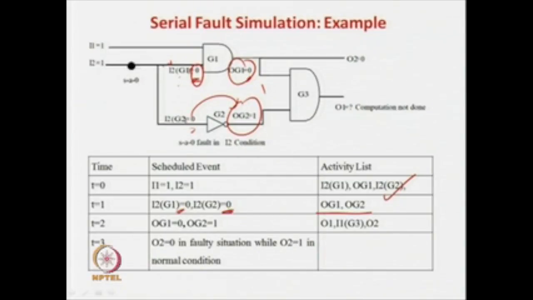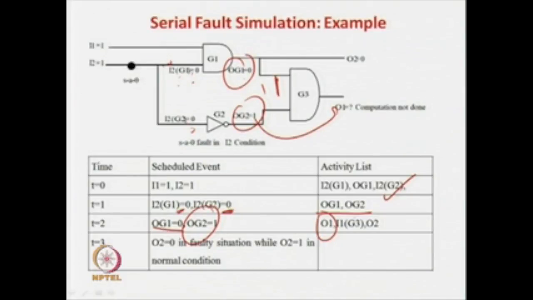Now, what happens? Now, what we do is, we have the values over here. So, we have OG1 equal to 0, this one we know, and O2G1 equal to 1, these things we know. Now, what is in the activity list? The activity list will be now O1, because this value is known. So, this point is also known, which I call I1 G3, okay, and O2. Obviously, this one will be there because this is there.